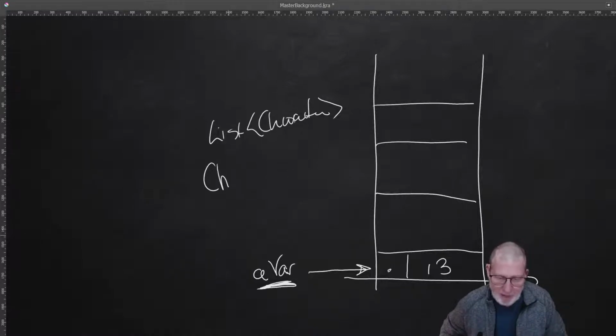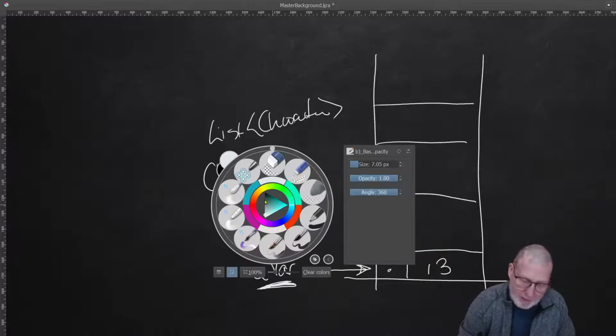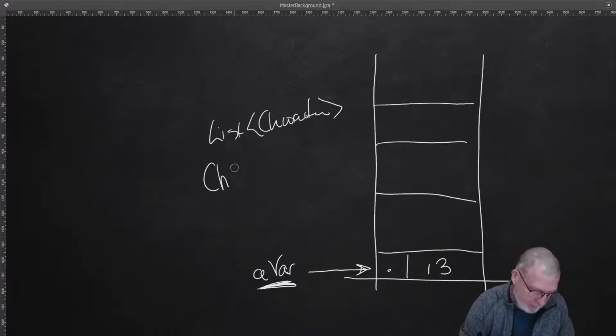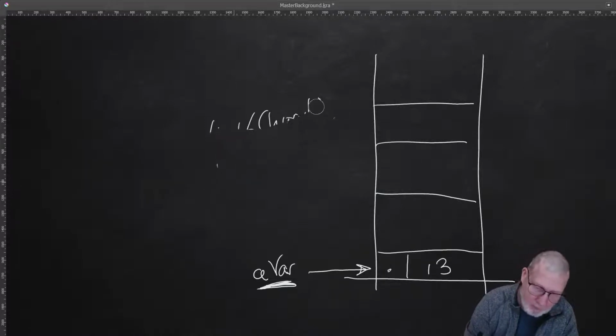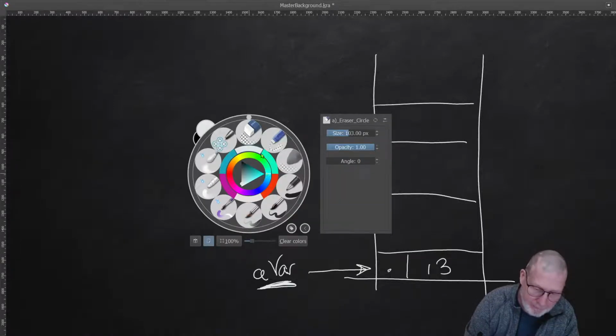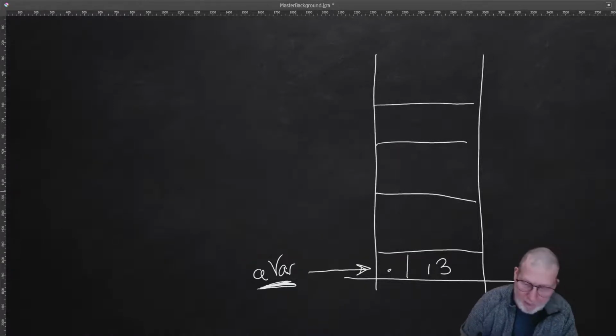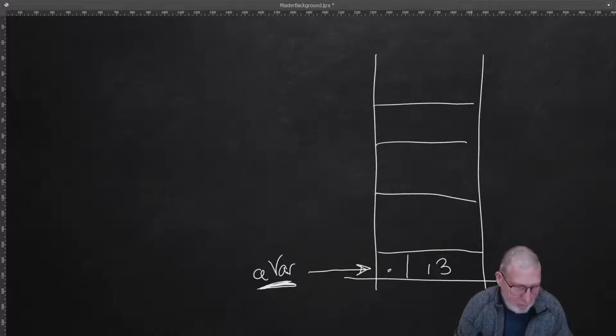Get rid of this. Oh, I've run out of room. Get my little eraser going. So one of the things I can take advantage of here, if I'm allocating memory, is to keep just a couple of pointers.